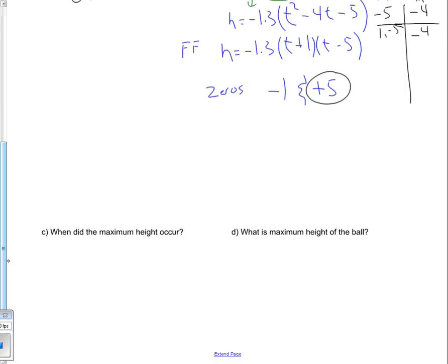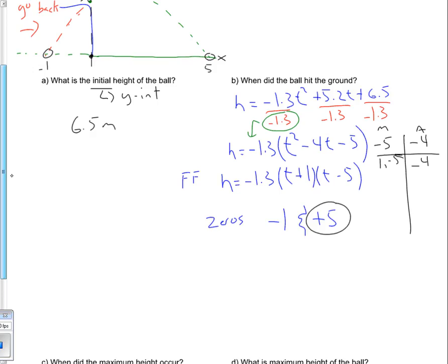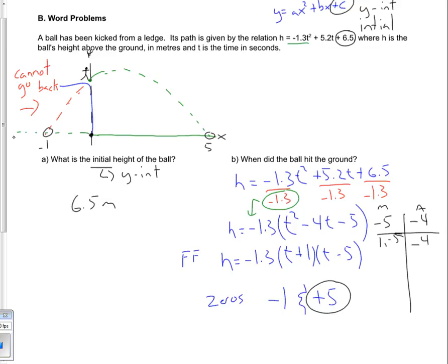Two other things we want to know. It says, what's the maximum height? And so when did the maximum height occur? And what is the maximum height of the ball? So we're actually looking for the vertex. Okay, so we know that this ball is going to actually have a vertex of somewhere over here. We've got to figure out where that is. So we've got to figure out the time that that happened at, and we also need to figure out the height of that particular event. If we can figure out the height and the time for it, we've got the vertex.